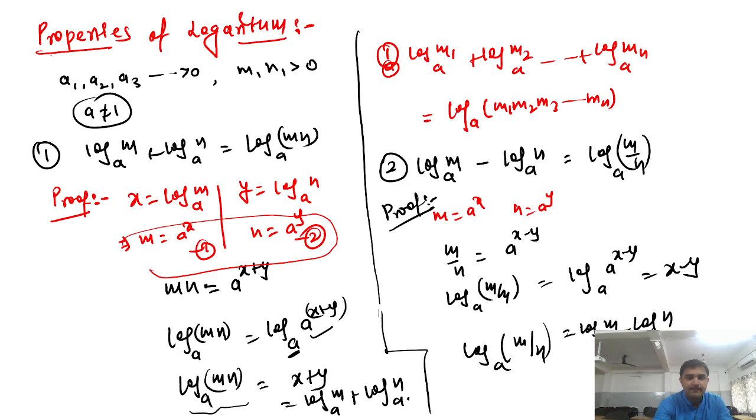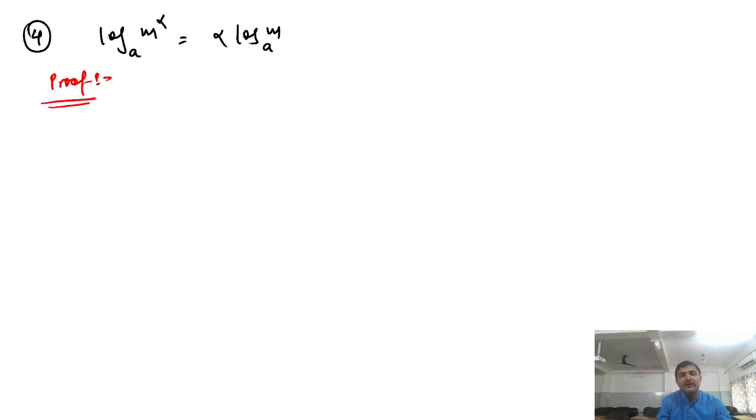Next property, everyone. Fourth one: log of m to the power alpha base a is equal to alpha times log of m base a. If we are having any power in the argument, that will move into the product in case of logarithm, right? The power of the argument will move into the product. How is it so, that also we'll try to explore. This property I'll do the proof. The next property you can directly memorize.